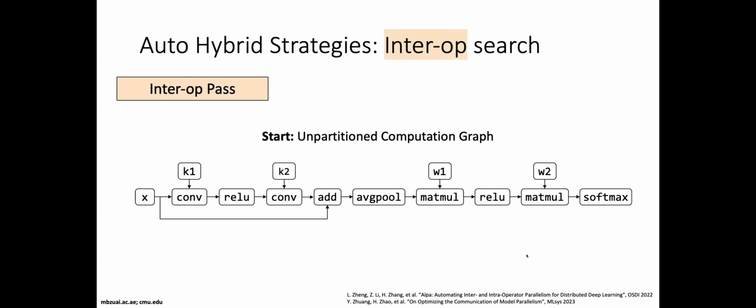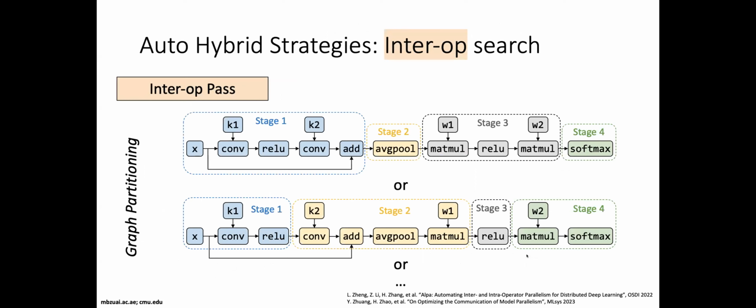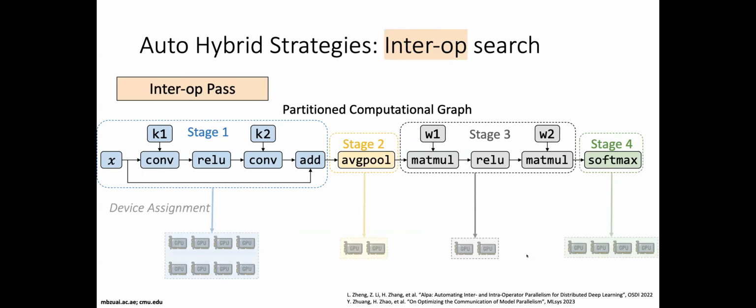Okay. So the inter-operator pass is basically the first pass that happens. Whole compute graph, we come up with different candidates for graph partitioning. Maybe the top one is very unbalanced. Stage 2 and stage 4 literally have one operator. So we're going to adjust that to be the bottom one, but now stage 3 is only one operator. How this actually works is that, let's see if I have the right slide here.